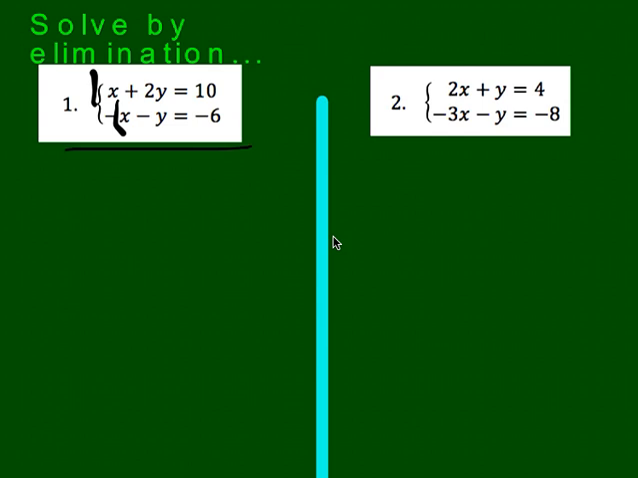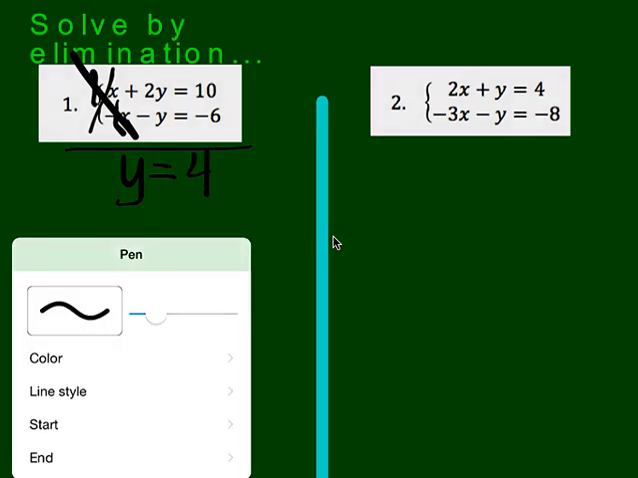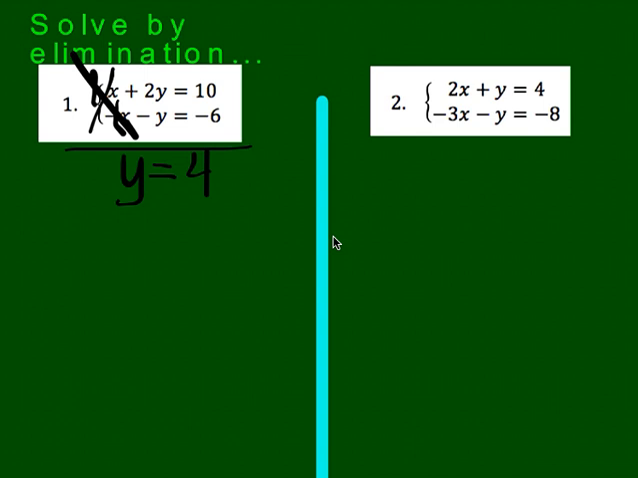So since we already have our opposites, I'm actually going to add down the columns now. So my x's are going to cancel out. 2y minus y is just going to give me y. And 10 minus 6 is going to give me 4. Okay? So now I know my y, but with this we need to get two answers. We also need to get our x.